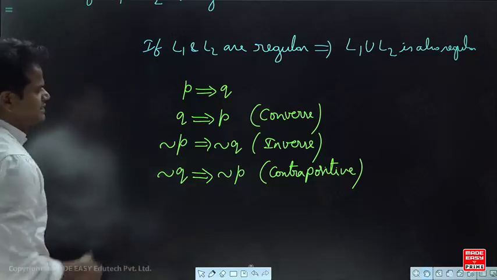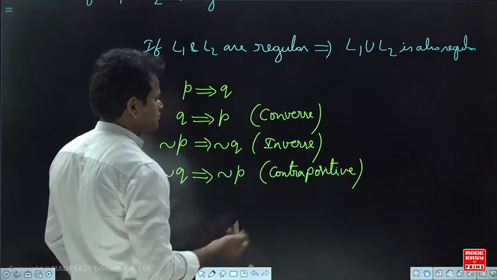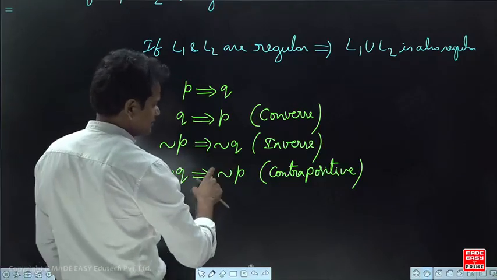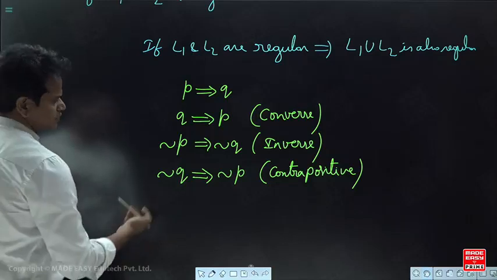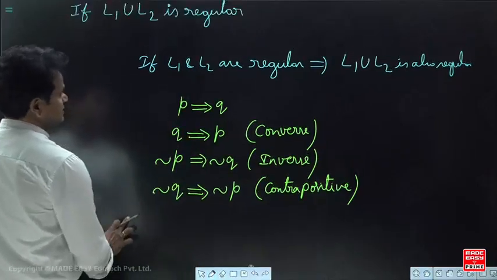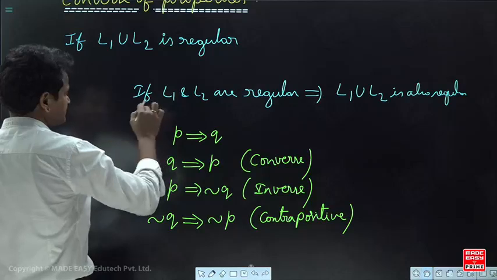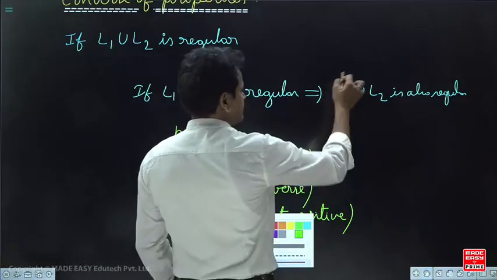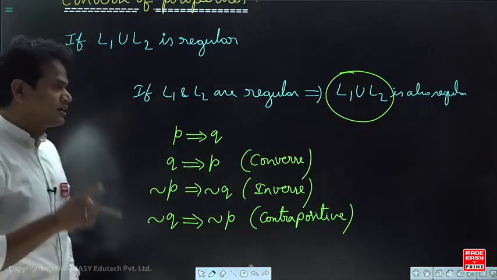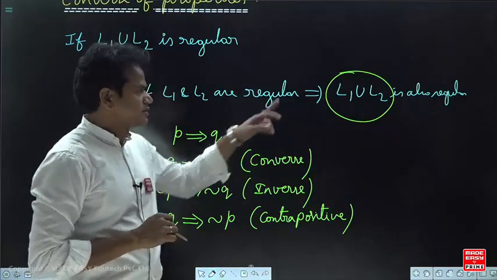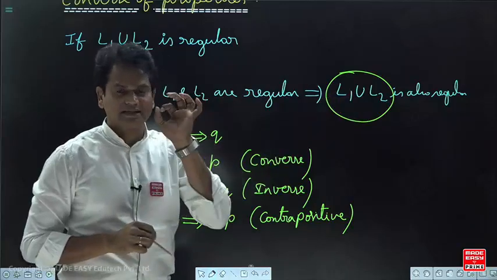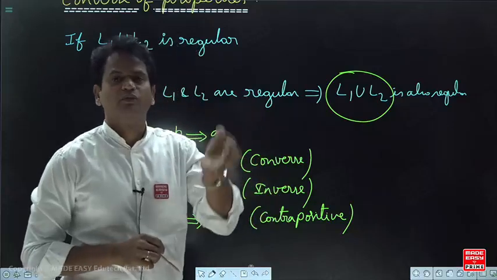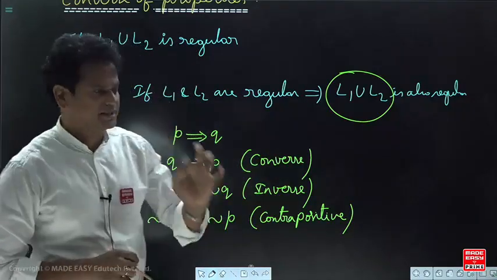It depends. We will see in the last topic, countability and uncountability, and there I will tell you one or two statements using this. So what is the converse here? If L1 and L2 are regular, 100% L1 union L2 is also regular. Now, if the union of two languages is regular, what about L1 and L2? That is the question here.